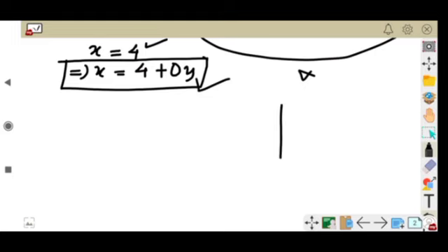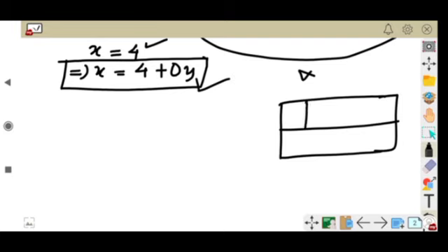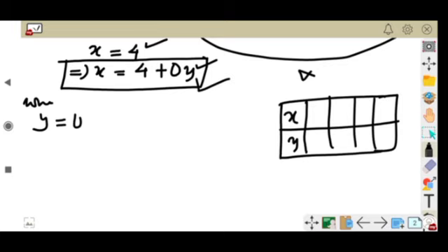First we'll make the table. I'll take x and I'll take y. When y is, let me say, 0, x will be how much? x will be 4 plus 0 into 0, which is 0. So you're getting 4. So when y is 0, x is 4.